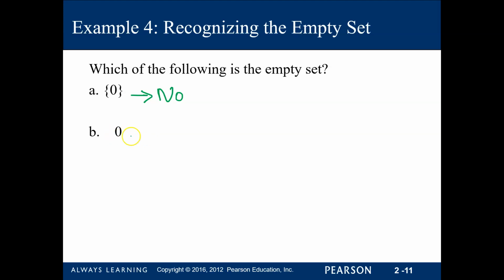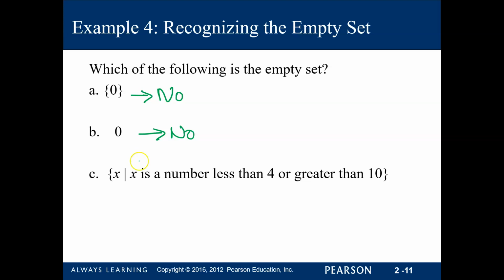How about this one? Is this an empty set? Now remember, when we talk about a set, the first thing you have to look for is the pair of braces. And we do not see any braces here. So definitely this is not a set. Why? We don't have braces. This is just the number 0.